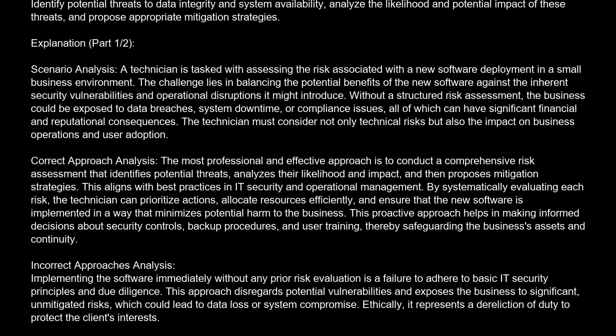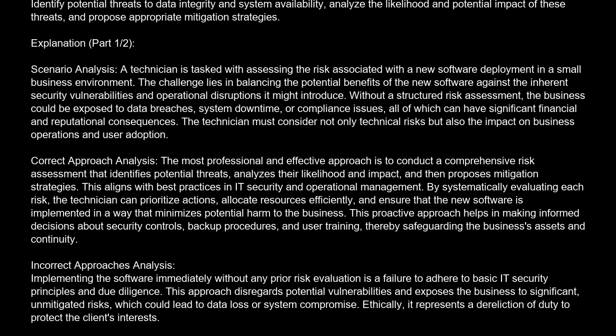A technician is tasked with assessing the risk associated with a new software deployment in a small business environment. The challenge lies in balancing the potential benefits of the new software against the inherent security vulnerabilities and operational disruptions it might introduce. Without a structured risk assessment, the business could be exposed to data breaches, system downtime, or compliance issues, all of which can have significant financial and reputational consequences.